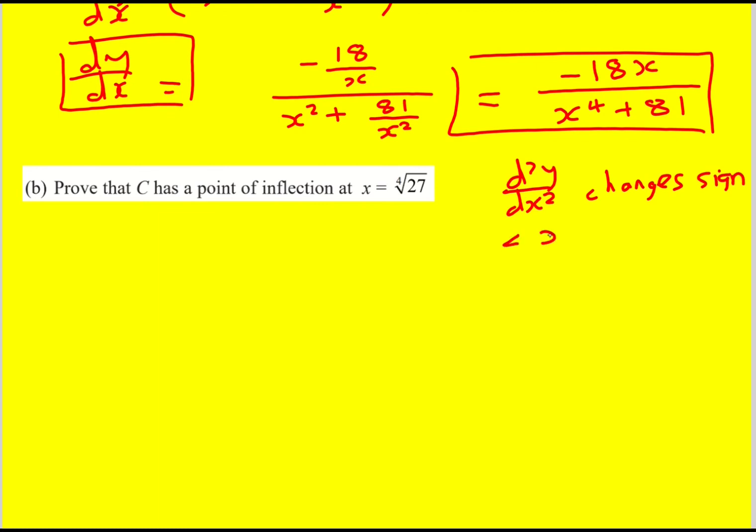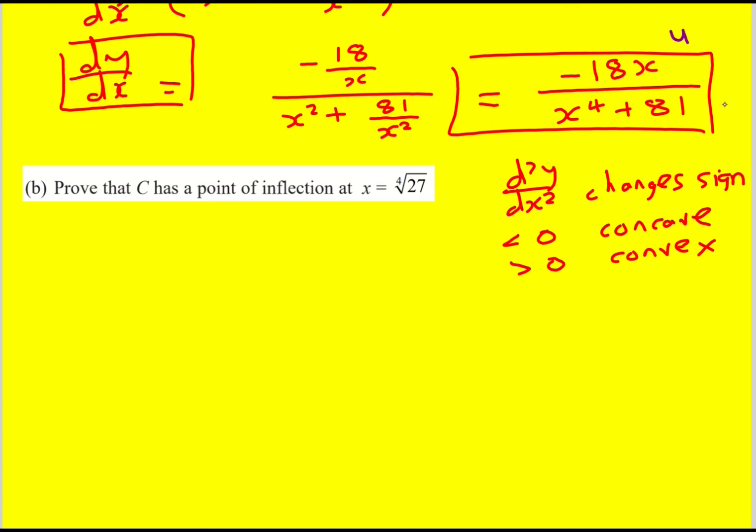When it's less than 0, it's called concave. And where it's greater than 0, it's convex. And it's where it goes from concave to convex or vice versa. Before I talk any more about that, let's find the second derivative. I'm going to need to differentiate again.